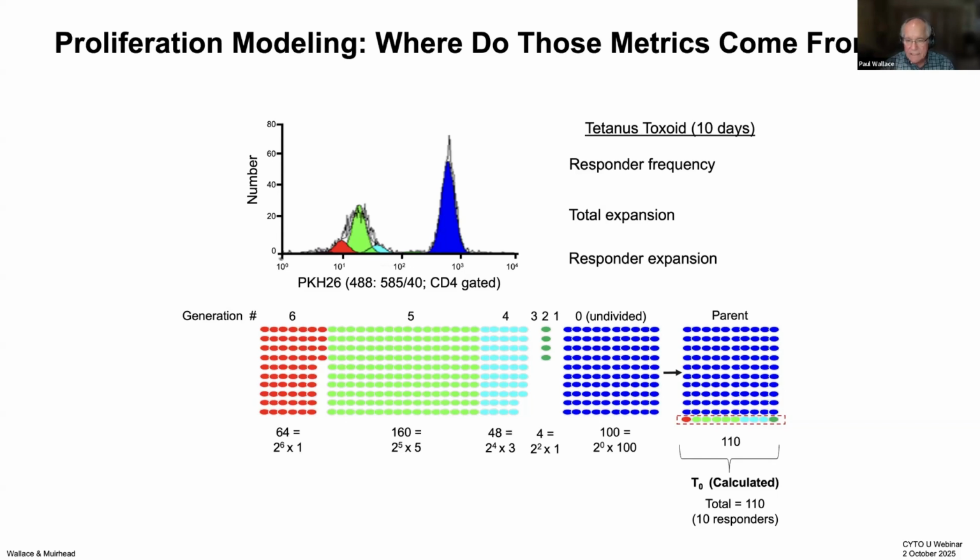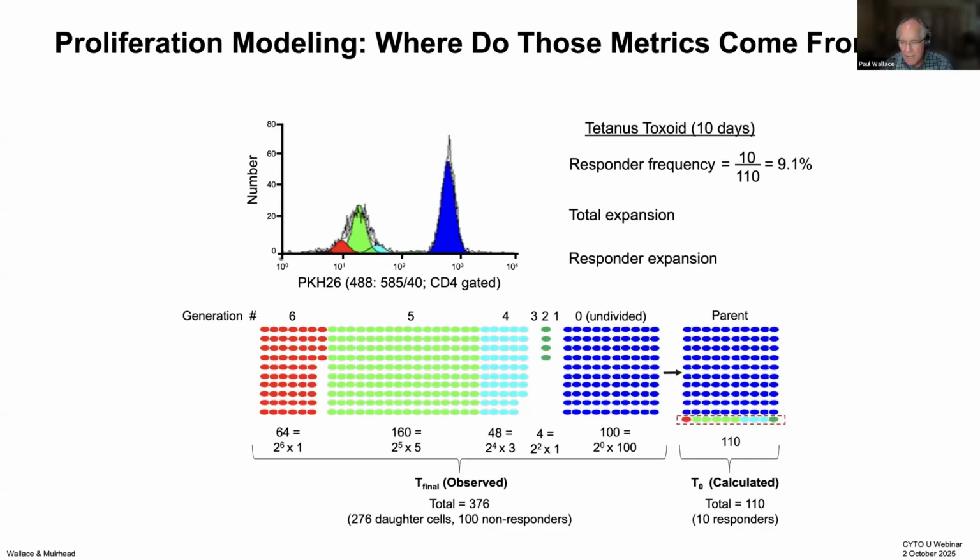calculates that there were 110 cells in the starting population, 10 of which went on to proliferate, giving rise to 276 daughter cells and 376 total cells at the end of the assay. This corresponds to a responder cell frequency of 9.1%, a 3.4-fold increase in, or expansion of, the population, and a 27.6-fold responder expansion at the end of the assay.